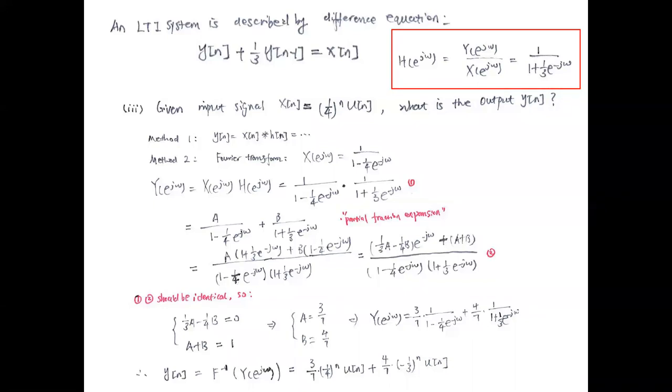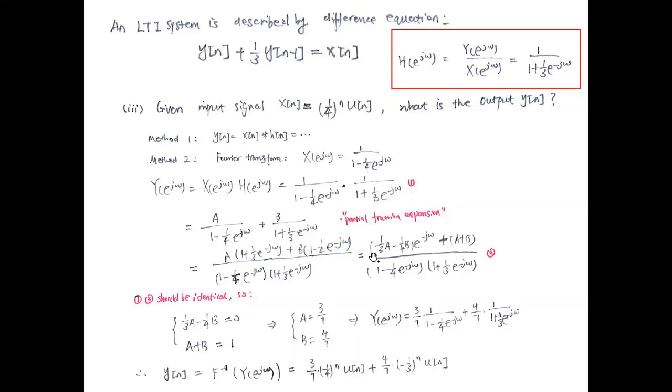We want to apply the partial fraction expansion. So split as two terms. The first term 1/(1 - 1/4 exponential minus j omega). The coefficient is A. The second term with +1/3, the coefficient is B. And the standard procedure of partial fraction expansion is to multiply the denominator again so that with A, we multiply additional 1 + 1/3 exponential. With B multiplies additional 1 - 1/4 exponential.